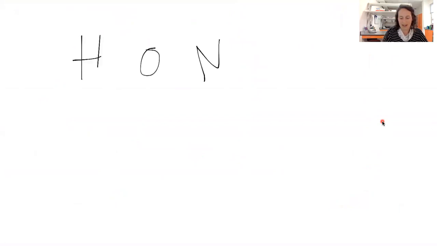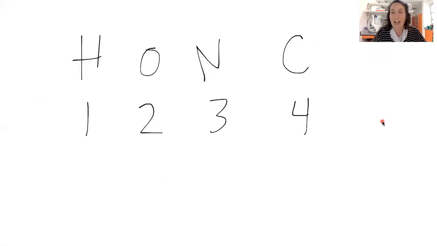One quick thing about bonds: if you can spell HONC, H-O-N-C, like honk as in honk a horn, if you can spell honk incorrectly and count to 4, 1, 2, 3, 4, you are going to have a pretty good time drawing our Lewis structures, because this explains the bonding patterns that you see between atoms.